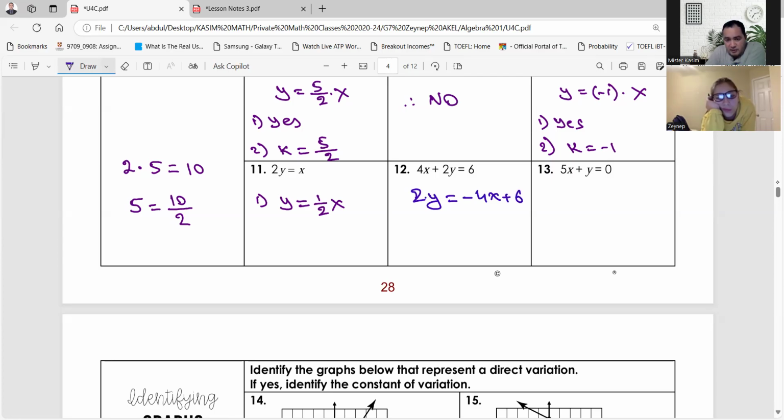2y is equal to negative 4x plus 6. And now here we have multiplied by 2, so I divide everything by 2. So I have y is equal to negative 2x plus 3. Now look at the equation. Is it in the form of y equals kx?